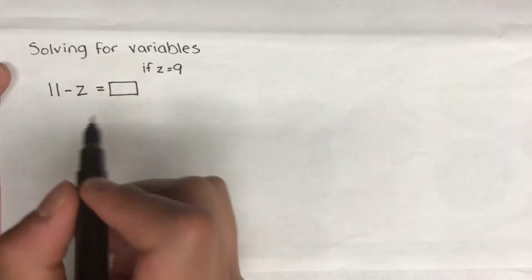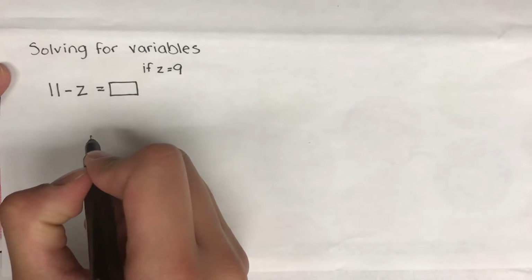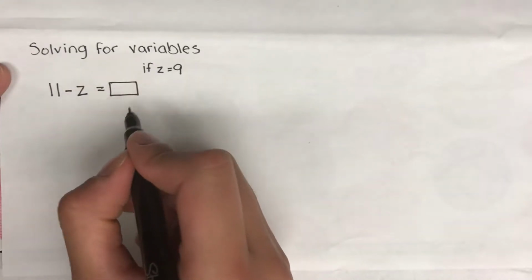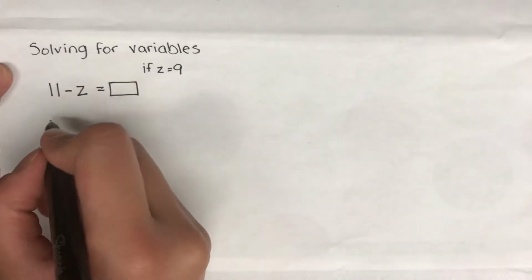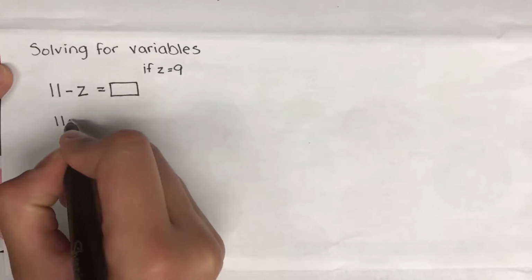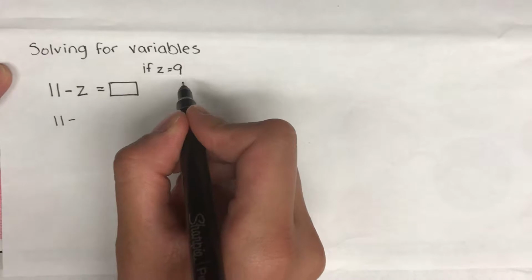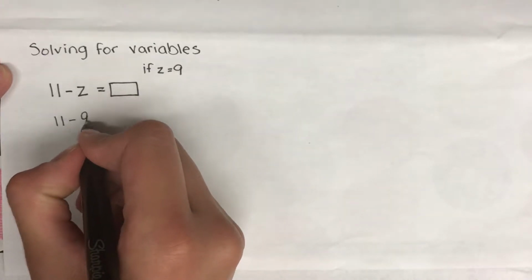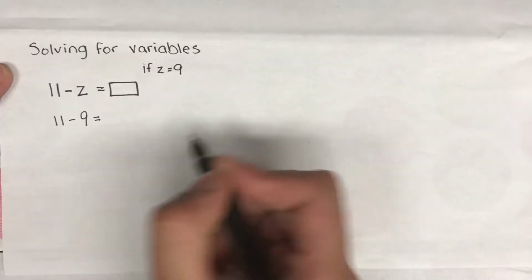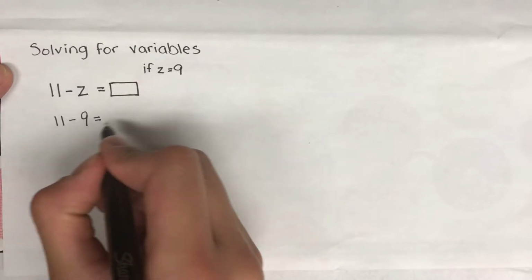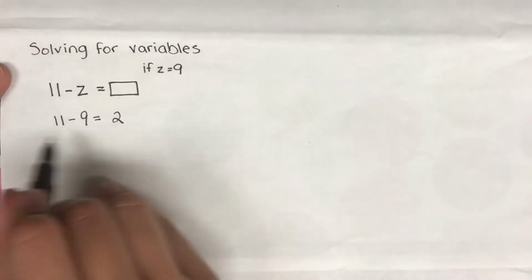So basically we're just going to plug in for z, and then that will help us to solve for the answer. So here I'm going to go ahead and plug in for z, which is 9. Z equals 9. That's what you have to remember. So 11 minus 9 equals, and 11 minus 9 equals 2. So it's really that simple.